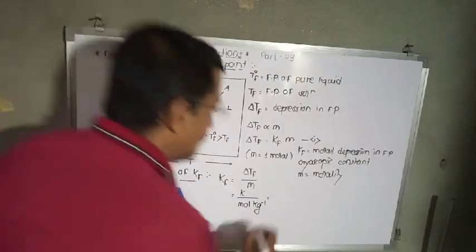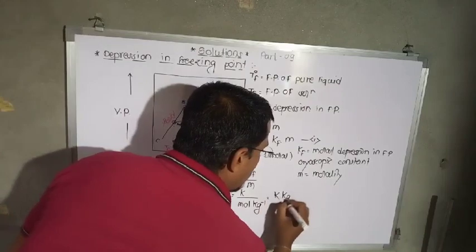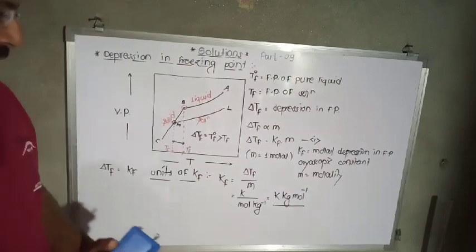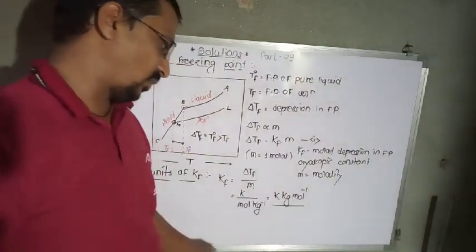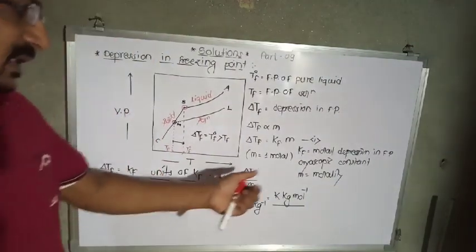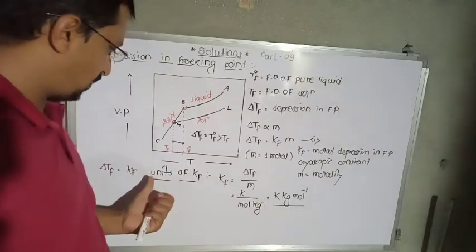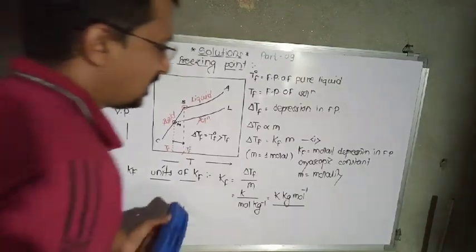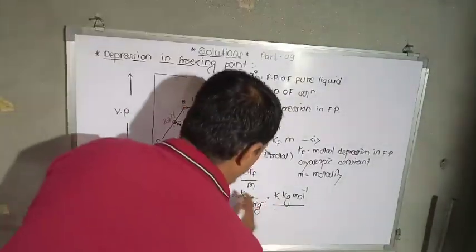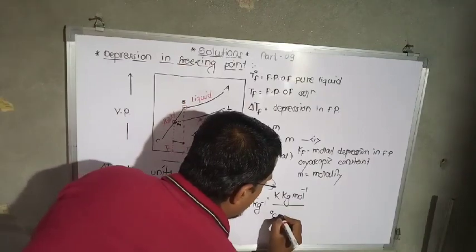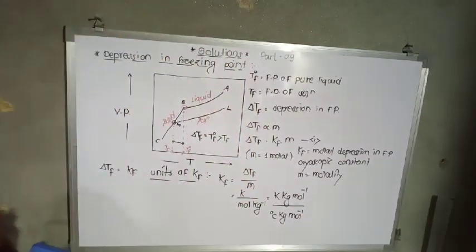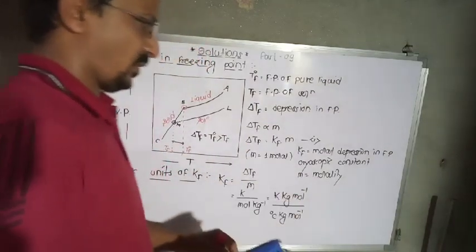So what is the unit of KF? It is Kelvin kilogram per mole. Kelvin kilogram per mole is the unit of KF, the cryoscopic constant. Or, if temperature is taken in degree Celsius, then degree Celsius kilogram per mole is also a unit of the cryoscopic constant or molar depression in freezing point, isn't it?